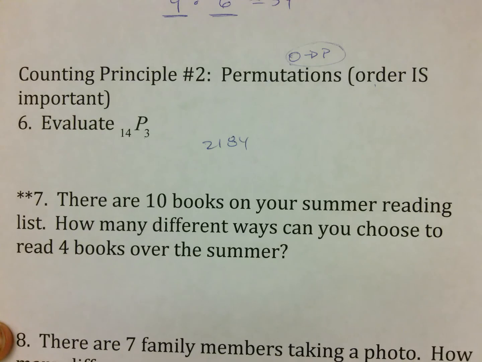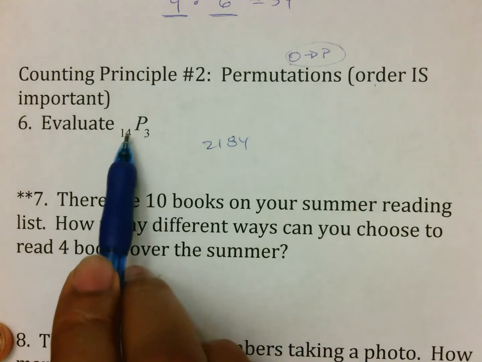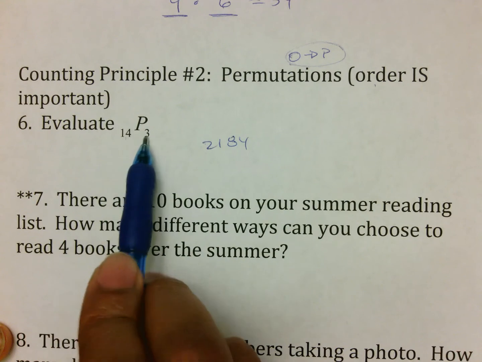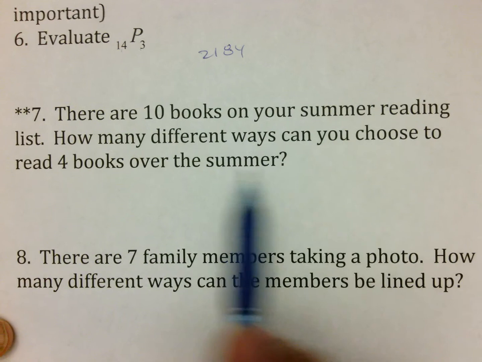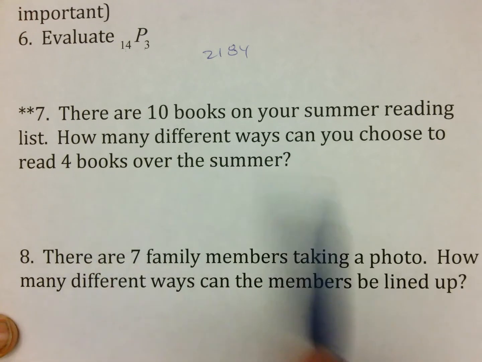So again, when order is important, that's what you would do, and what that means is you have a group of 14 things and you're choosing 3. Alright, so looking at number 7, 10 books in your summer reading list. How many different ways can you choose to read 4 books over the summer?